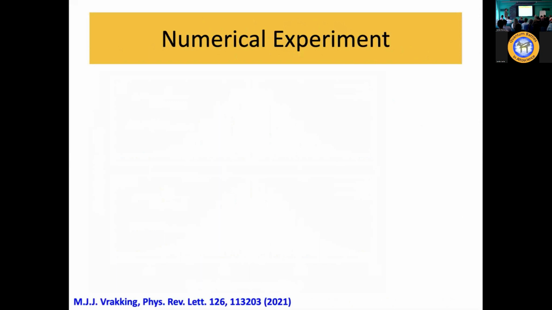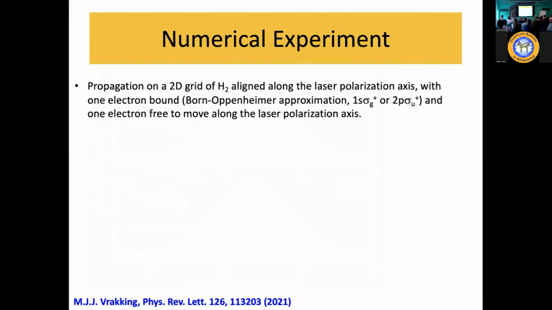Okay, so what I now want to show you is how we've also done this experiment as a numerical experiment. There, what I've done is basically propagate the time-dependent Schrödinger equation on a 2D grid, using one degree of freedom for the photoelectron and one degree of freedom for the internuclear motion. The other electron is considered bound, leading to electronic state one, which is sigma g or 2p sigma u. And that's in that sense done in the Born-Oppenheimer approximation.